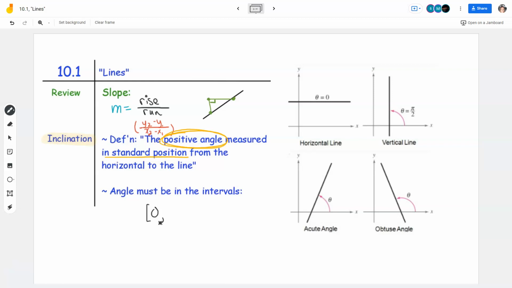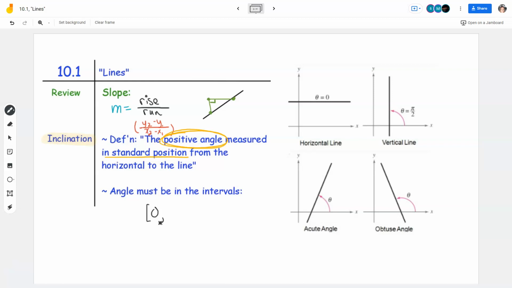But the angle must be in the interval 0 to what? What other angles would I need to be able to get all lines? Could I go 0 to 90? Would that get them all? Or 0 to 180. 0 to 90 would get all what kinds of lines? From flat to straight up and down, of what slopes? Positive slopes. You see it? 0 to 90 would give me all the positively sloped lines. But I also need negatively sloped lines, right? So negatively sloped lines.